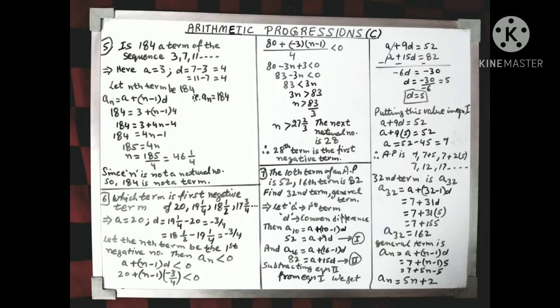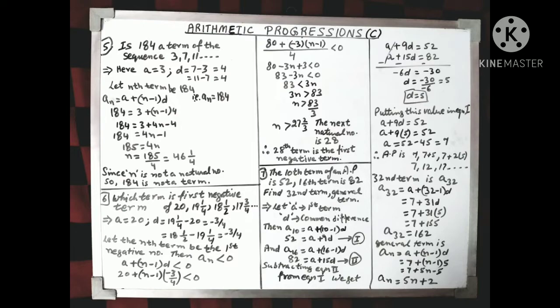And the 32nd term is A32, which will be written as A32 is equal to A plus 32 minus 1 into D, that is 7 plus 31d. I put the value of d over here and I get 7 plus 155, that is A32 is equal to 162. So the 32nd term is 162.